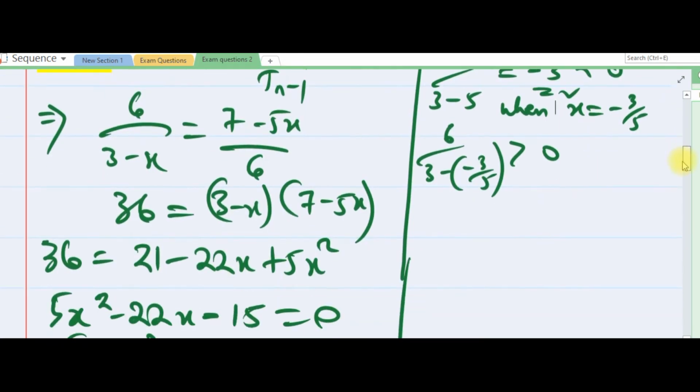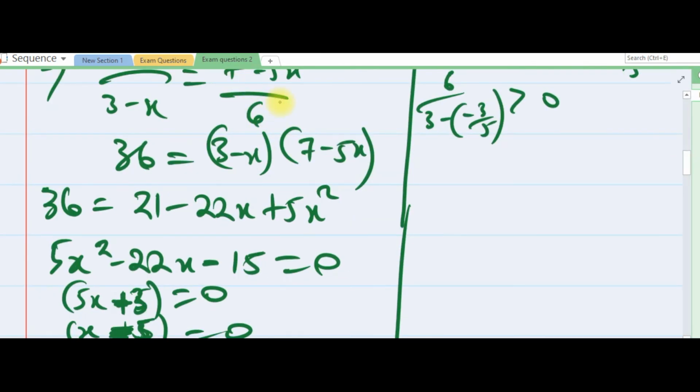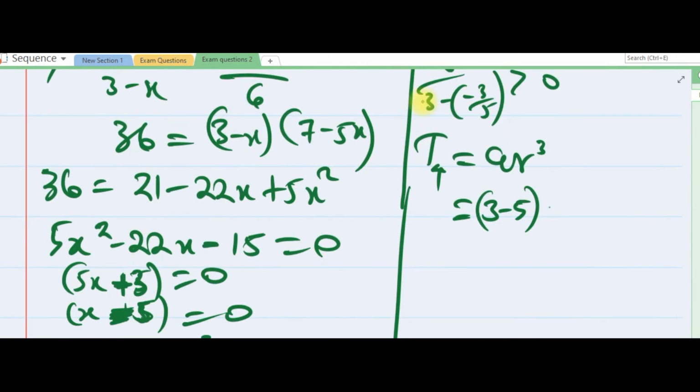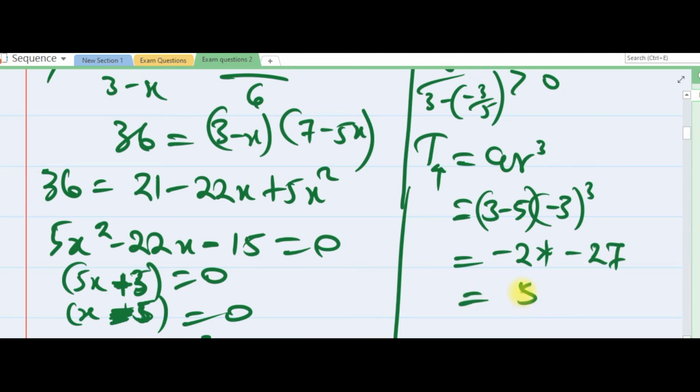So we are asked to find the fourth term. Remember, the fourth term of any geometric progression is ar raised to power 3. Our first term is now 3 minus x, which is 3 minus 5, and our common ratio is minus 3. So minus 3 raised to power 3. So I have minus 2 times minus 27. So the answer is 54. So our fourth term is 54.